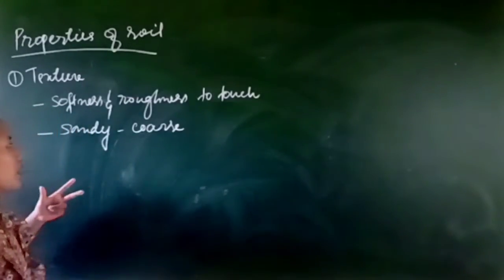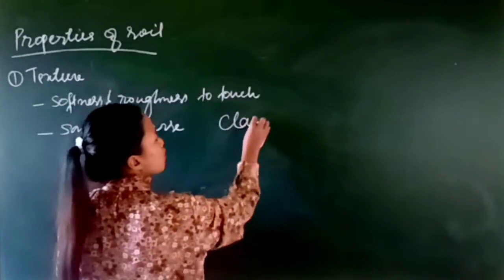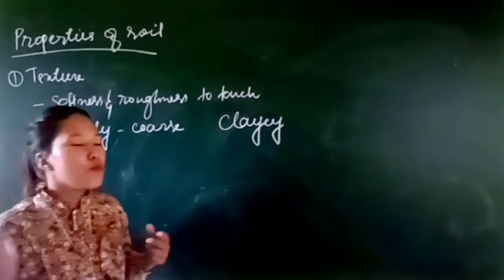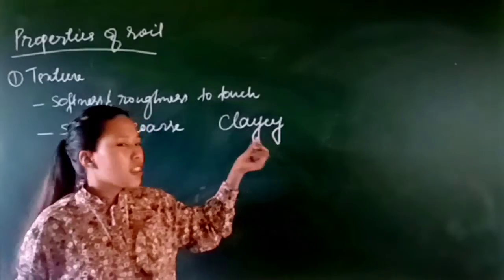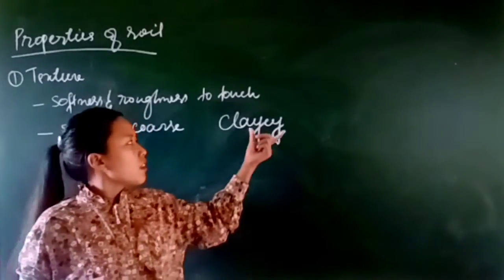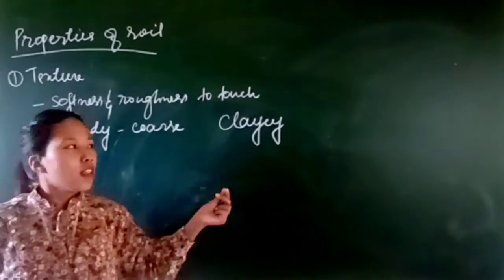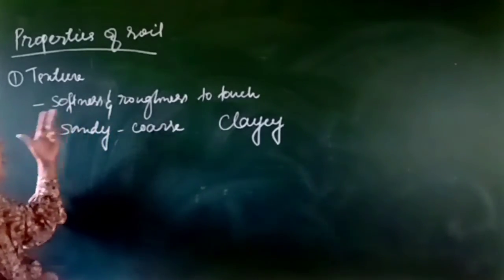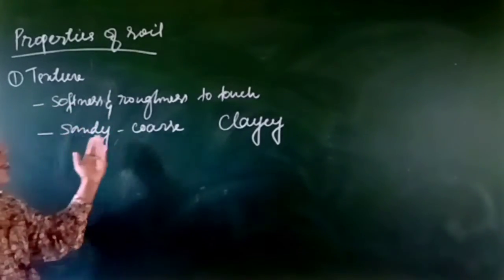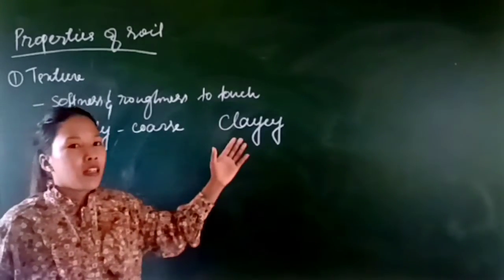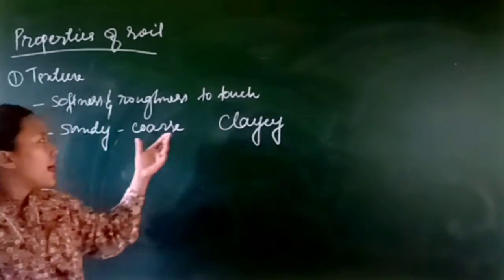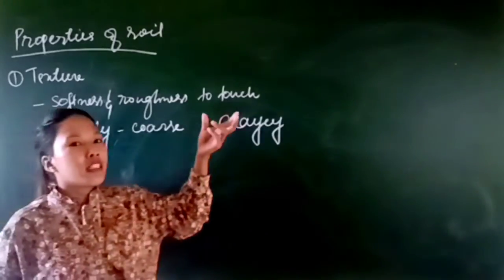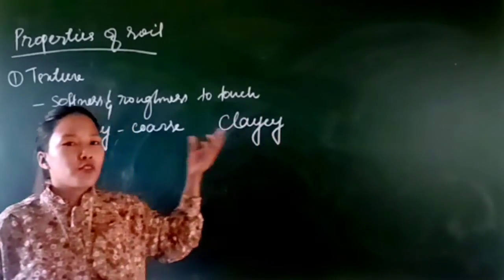Otherwise, clay soil. In clay soil, the soil particles are very fine. They are very small. So when we touch this clay soil, we feel that the clay soil is very soft and very smooth to touch. By this texture we can find out what type of soil it is, by touching it and seeing its coarseness or smoothness.